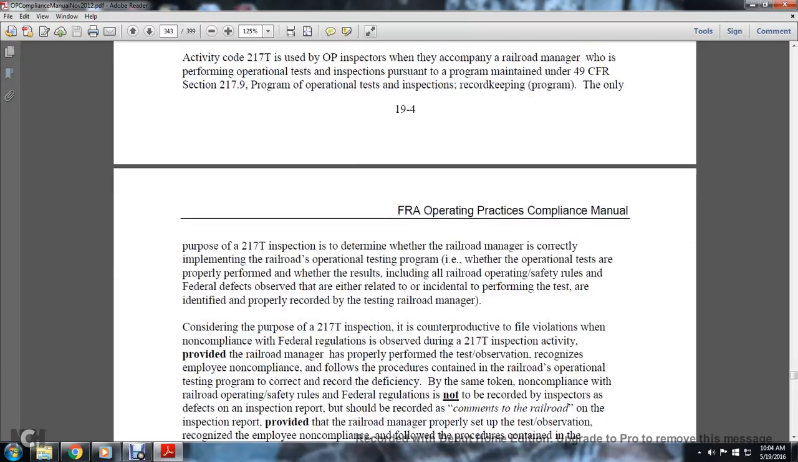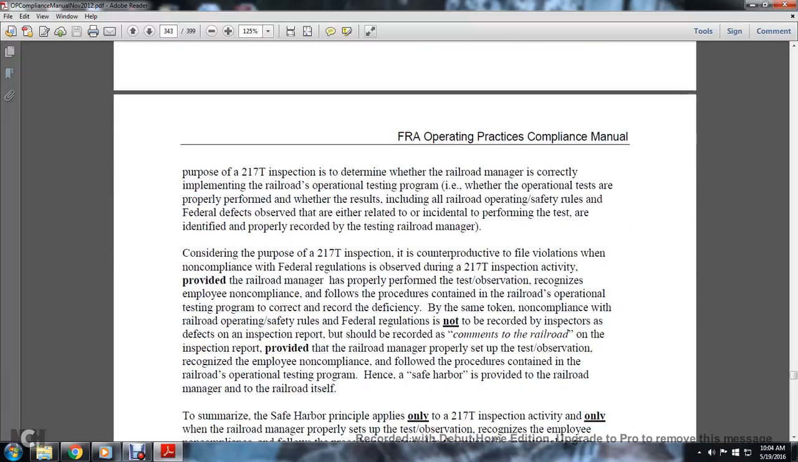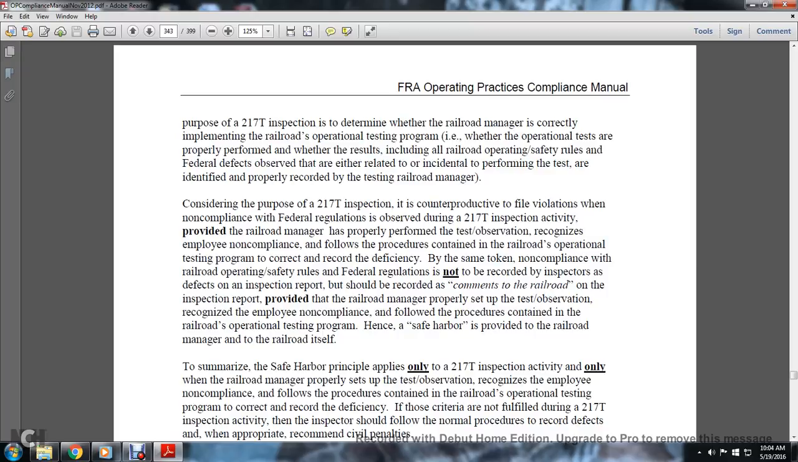The only purpose of the 217T inspection is to determine whether the railroad manager has correctly implemented the operational testing program, whether the operational tests are properly performed, and whether the results, including all railroad operational safety rule and FRA defects that are related to the incident performing the test, are identified and properly recorded by the testing railroad manager.